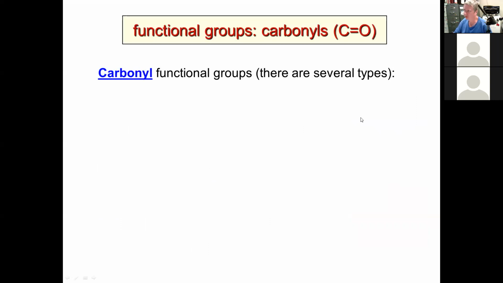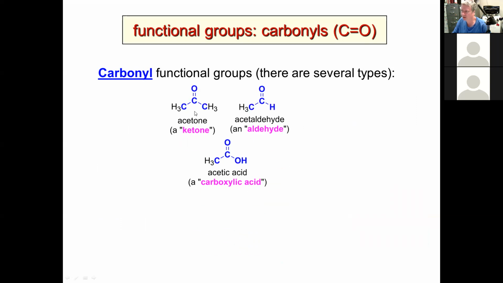Carbonyls. Okay, so now moving on. The carbonyls are things that have a C double bond O on them. There's a couple types of them. Let's go through them. First one is C double bond O with 2 carbons on both sides. This is called a ketone. And a typical example is acetone. So this is like a nail polish remover, industrial solvent. Ketone, okay?